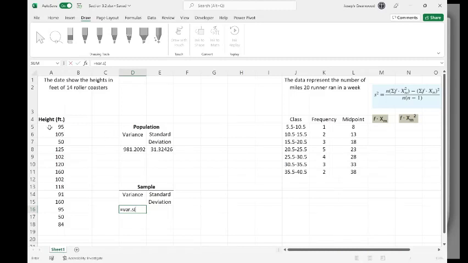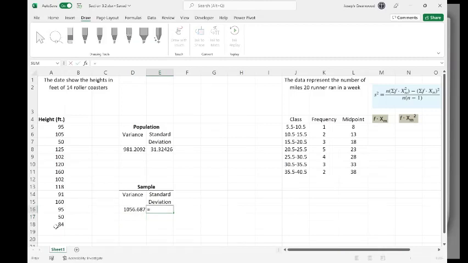Open parenthesis, highlight all my data, close parenthesis, enter. You see how that is a little bit different? It's a little bit larger, isn't it? Well, it's because I'm dividing by a value that is one less. And whenever my denominator is smaller, my total value will actually be bigger. So we ended up with a slightly bigger value.